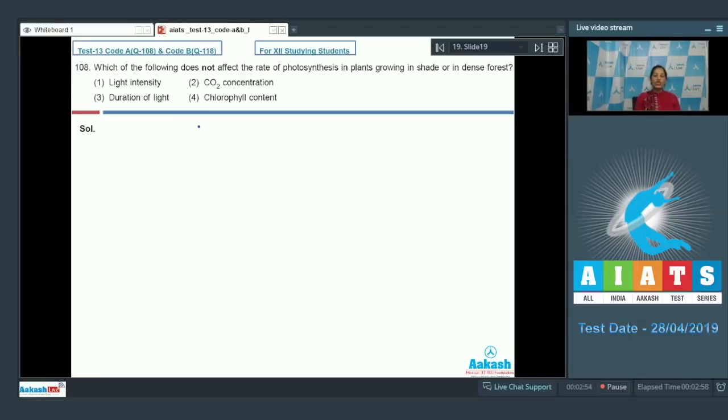affected by the duration of light. Amount of photosynthesis will be reduced, but the rate of photosynthesis will remain the same. Light intensity, CO2 concentration and chlorophyll content, definitely they will affect the rate of photosynthesis. So the correct option for the given question is option number 3. Let's discuss the very next question.